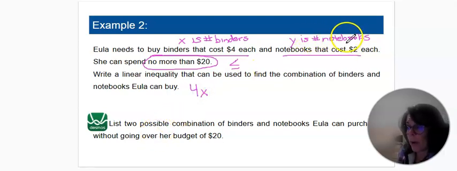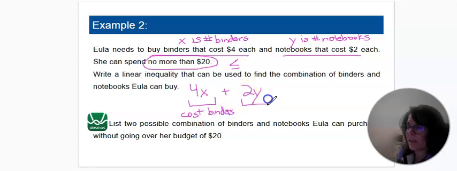And because we don't know how many notebooks, we're going to use y for the number. We'll multiply that y by 2. That's our 2y. When we add these together, we get the cost of the binders plus the cost of the notebooks. And we know something about our total. It must be less than or equal to $20 because that's all we have.